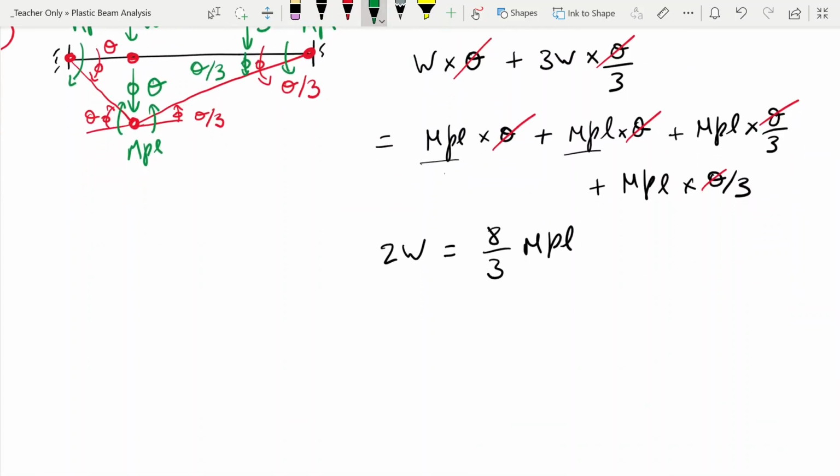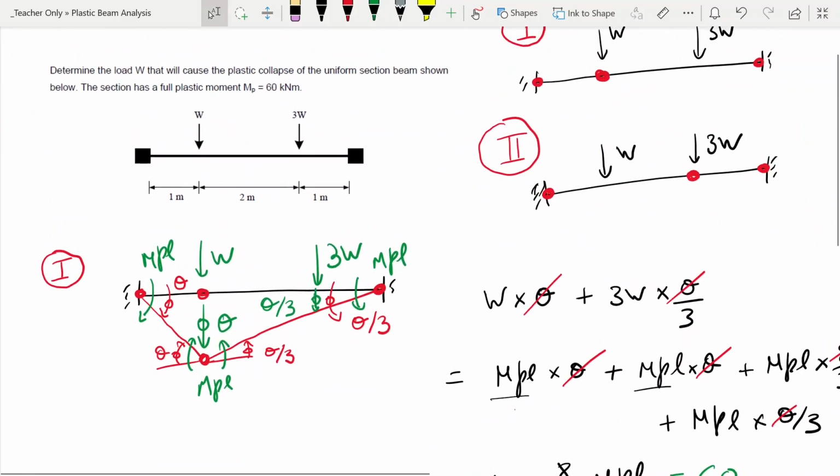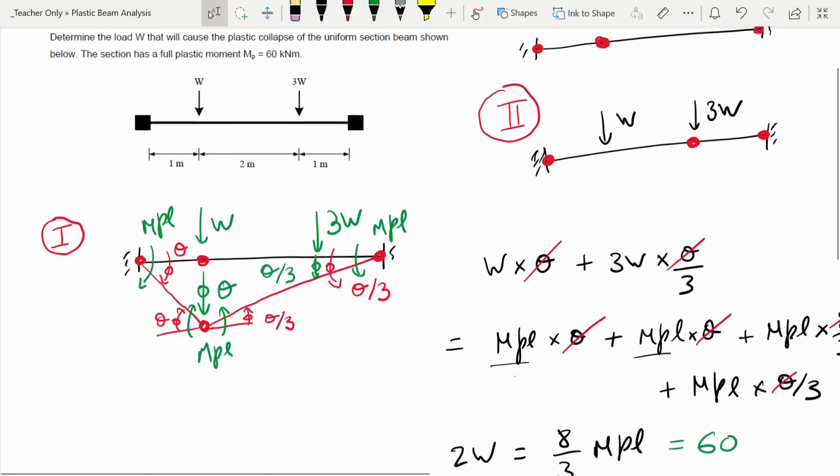Which means if we know that MPL in this case is equal to 60, that means that W is going to be equal to 8 times 60 divided by 6, which should be equal to 80 kilonewton. So the first collapse mechanism has a collapse load of 80, which means the load on the left needs to be 80, the load on the right needs to be 3 times 80, which is 240.